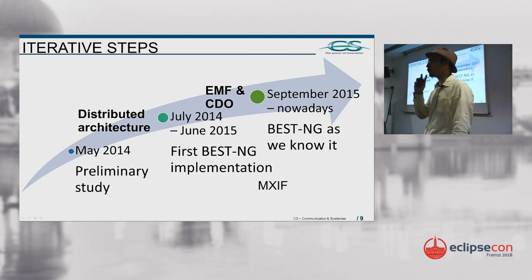So next, who knows about CDO? Fewer people. CDO is Connected Data Objects. It's a technology that enables you to use EMF with models stored in a database. So if you mix distributed architecture and EMF, you have one technical solution, which is CDO. And of course, it's hosted at Eclipse.